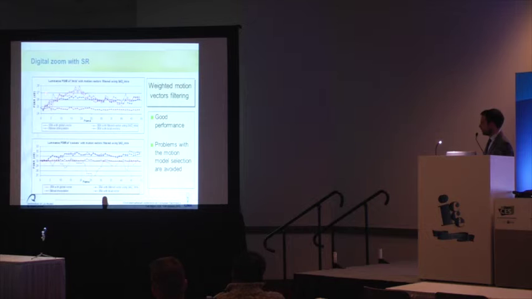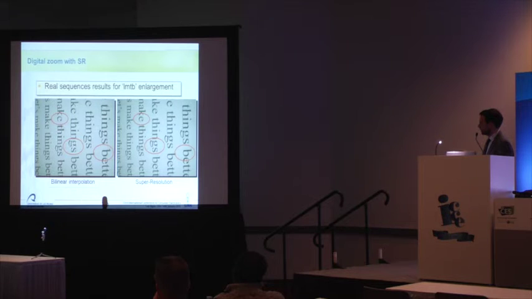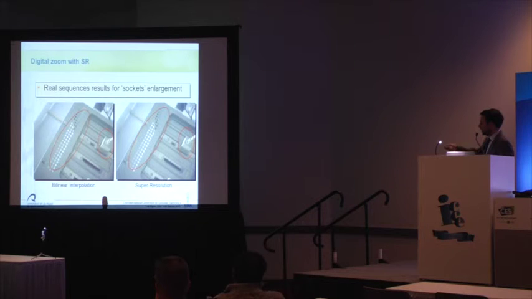We got very good performance. It's the purple line, as you can see here, and we solved all the problems that we had with the model selection of the motion type. Okay. This is an example of the enhancement in the profiles of the words, as you can see here. And also here in the circles, it's very clear the improvement also in the connector. Okay, so this is the idea of the digital zoom.